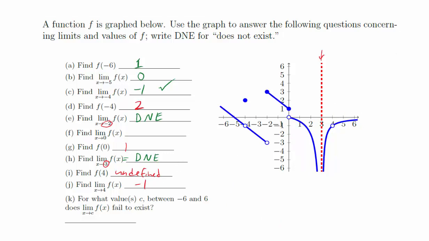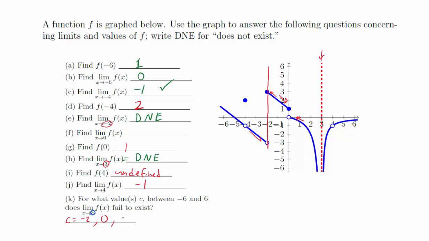Finally, we answer for what values of c between negative 6 and 6 does the limit as x approaches c of f(x) fail to exist. So it's basically asking for which x values does the limit not exist. We said when c equals negative 2 it does not exist because the left-hand limit is negative 3, the right-hand limit is 3, and they do not agree. We also said when c equals 0, the left-hand limit is 1, the right-hand limit is 0, and they do not agree.